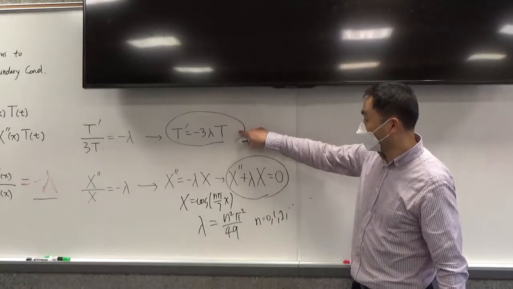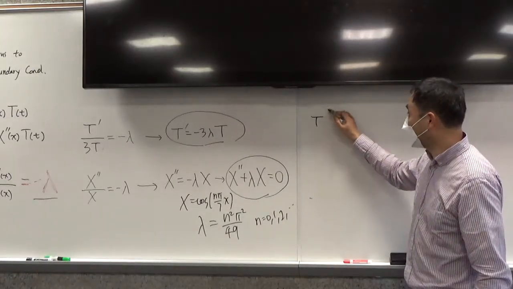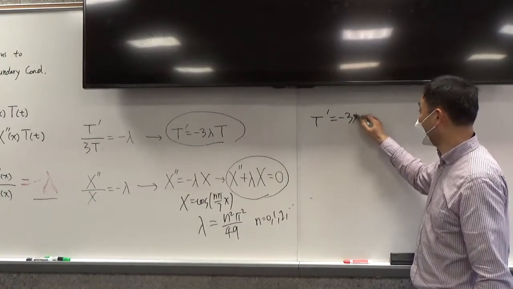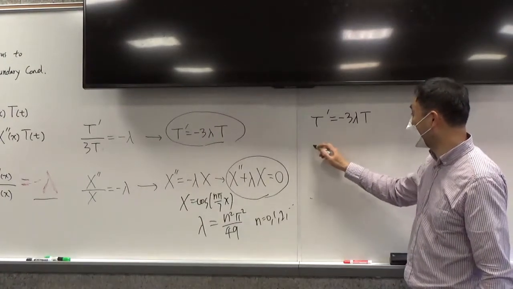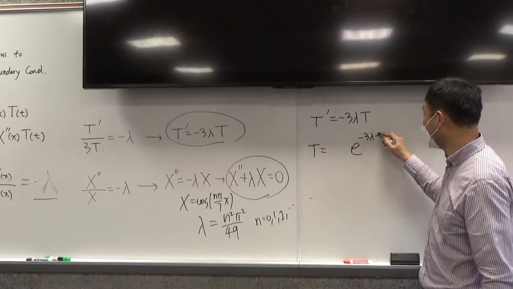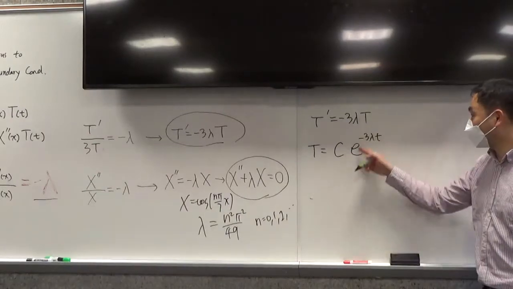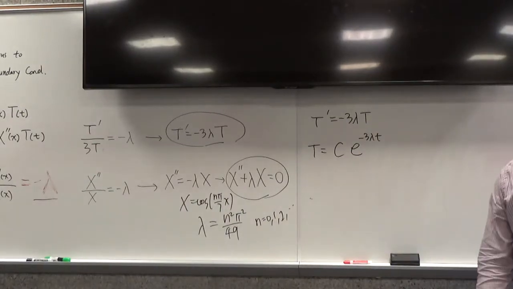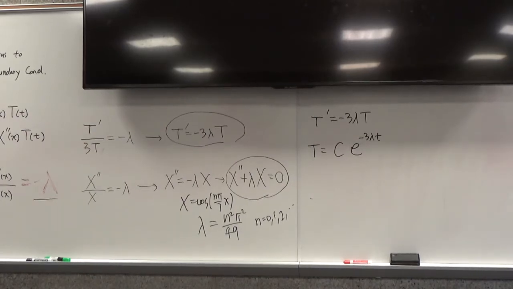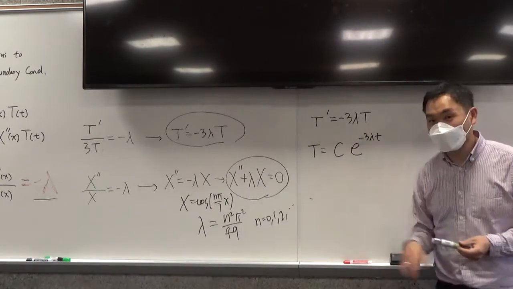Now we have to solve this one. Let's try to solve this. T prime equals negative 3 lambda T. I say that the solution looks like e to the negative 3 lambda t times c. This has this solution. Okay. How do we get that? I didn't explain it last time. I just said, oh, this is the solution.